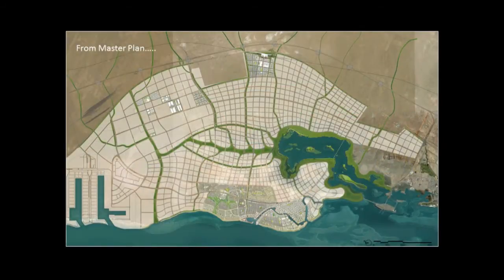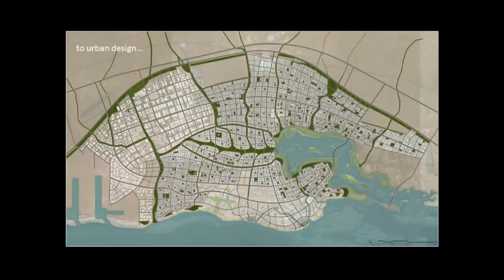So the idea for this particular exercise about building a model is to go from where we were at this point to fleshing that out into more of an urban design in a very short period of time. So they said all we need is something so that we can build a physical model. You don't need to design it, it just needs to look good.